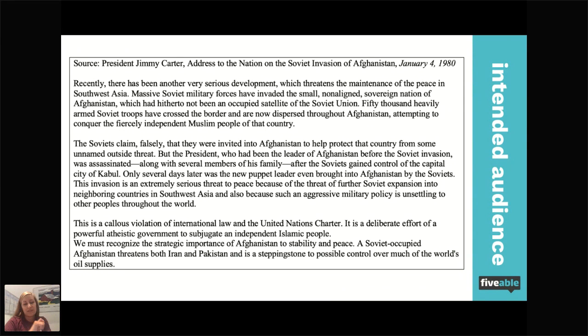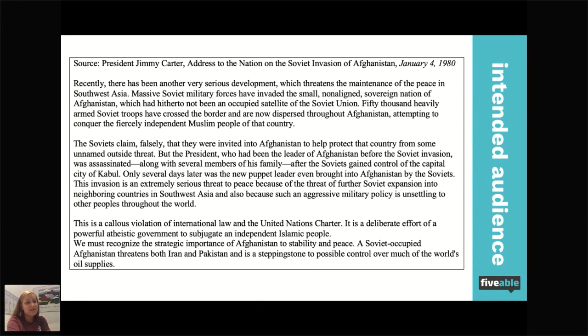So what we need to do is annotate. So if I'm annotating this, I'm going to be underlining things about the intended audience because that's what we're working with right now. I could also look at historical situation, purpose, or point of view, but for our intents and purposes right now, we're looking at intended audience. So we have a long document, but don't worry, I'm going to read it for you like a bedtime story.